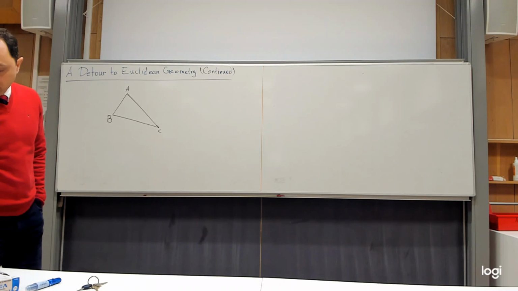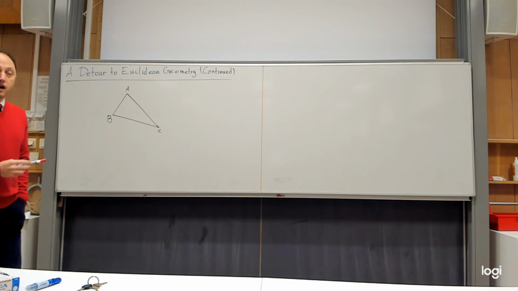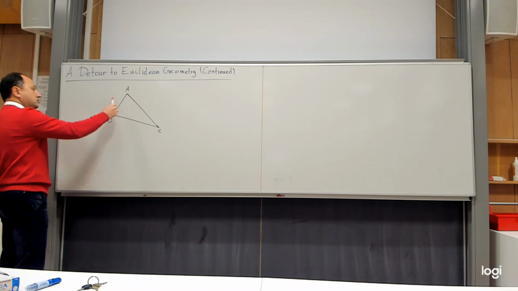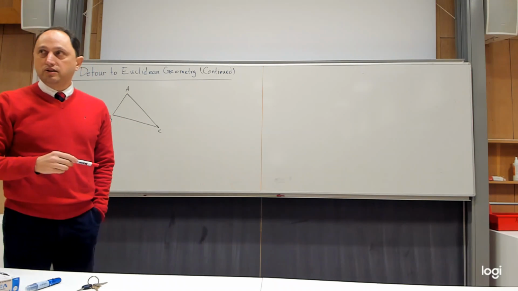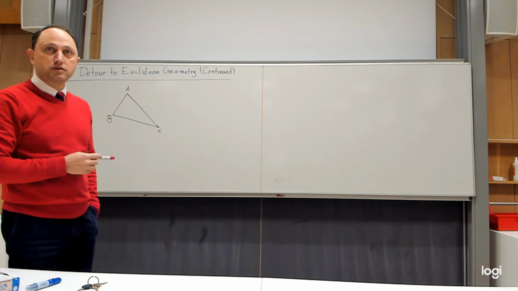So do you remember what that was? I want to draw a circle that passes through these three corners simultaneously, which is called the circumcircle. So what should I do first? Do you remember?